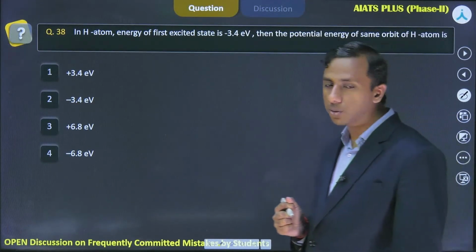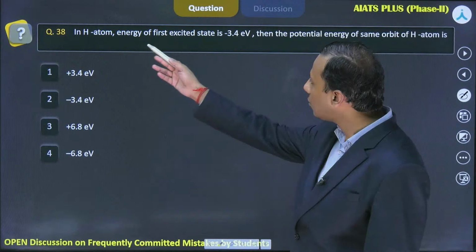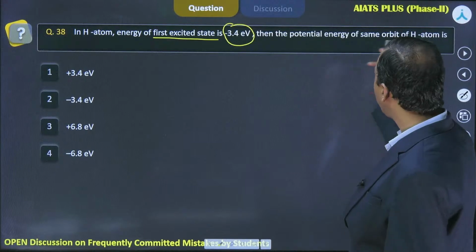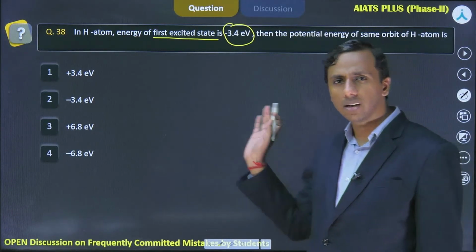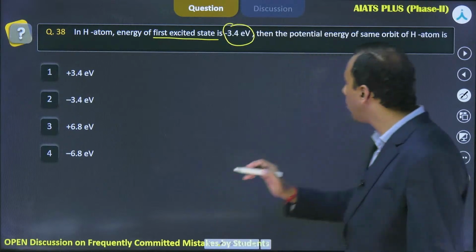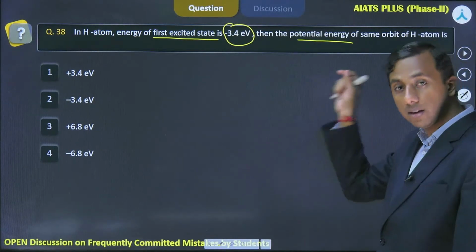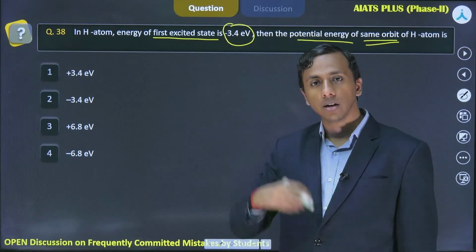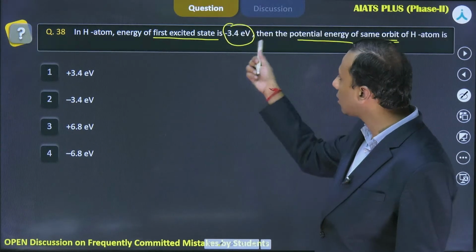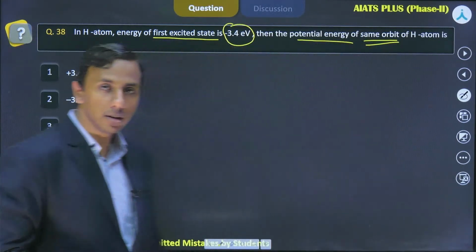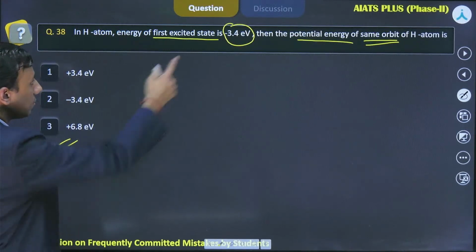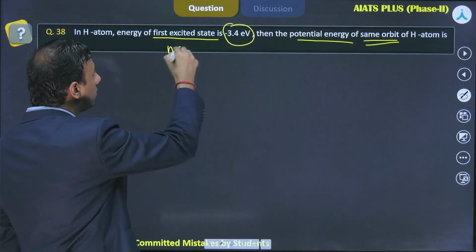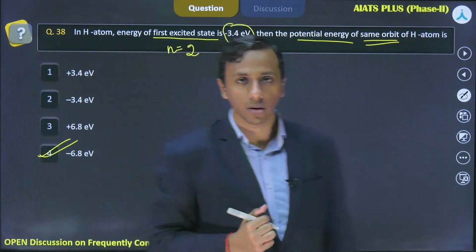Okay, very well. Now see this question, it's a very oral question. In a hydrogen atom, the energy of the first excited state is this much. Find the potential energy of the same orbit, they are asking. Here there is no need to do any calculation. The potential energy of the electron in that same orbit is nothing but double the total energy. The total energy is given as this one, so the answer would be double, just double it, minus 6.8, that's all. And remember, first excited state means n is equal to 2, the second orbit.